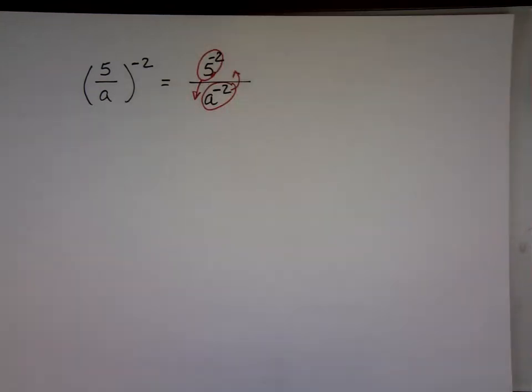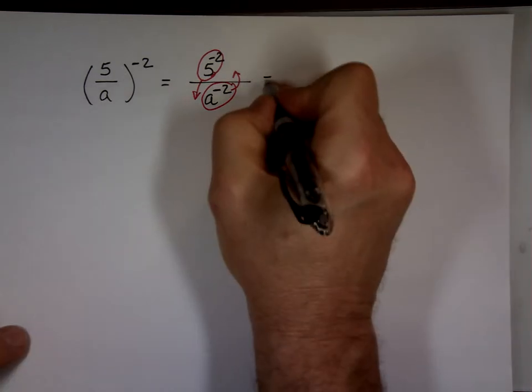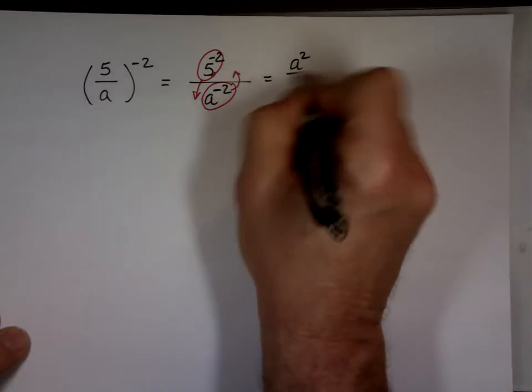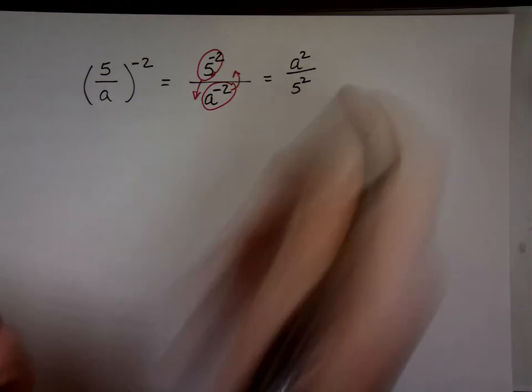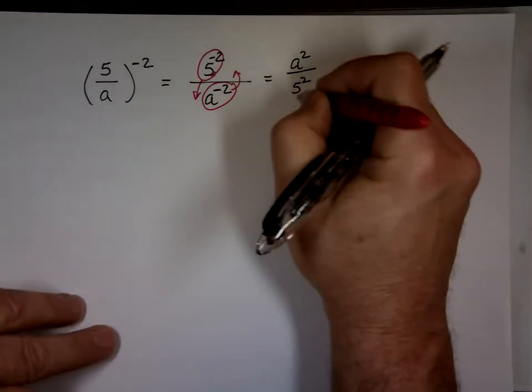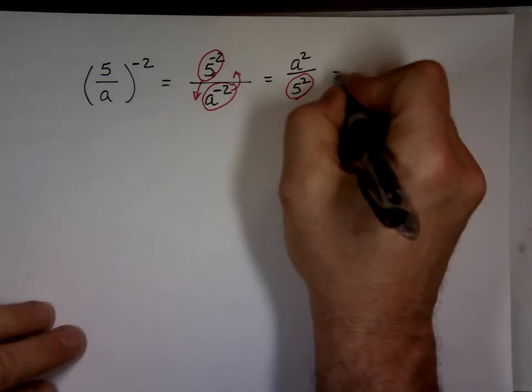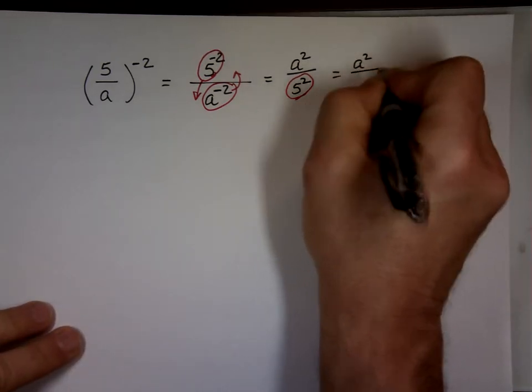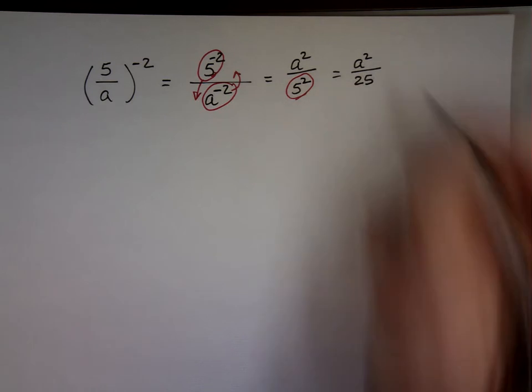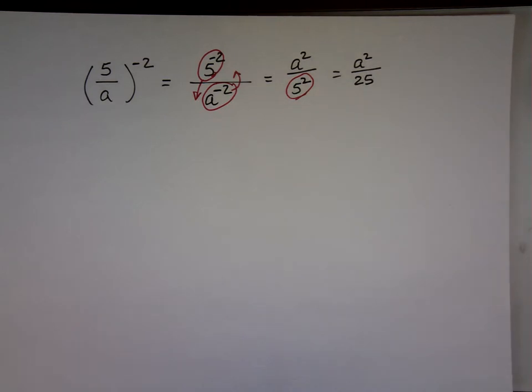A to the second over 5 to the second. Good, but you're not done. A to the second over 5 to the 2nd, which is 25. Excellent. A to the second over 25. Wait for the catch. There is no catch. That's it.